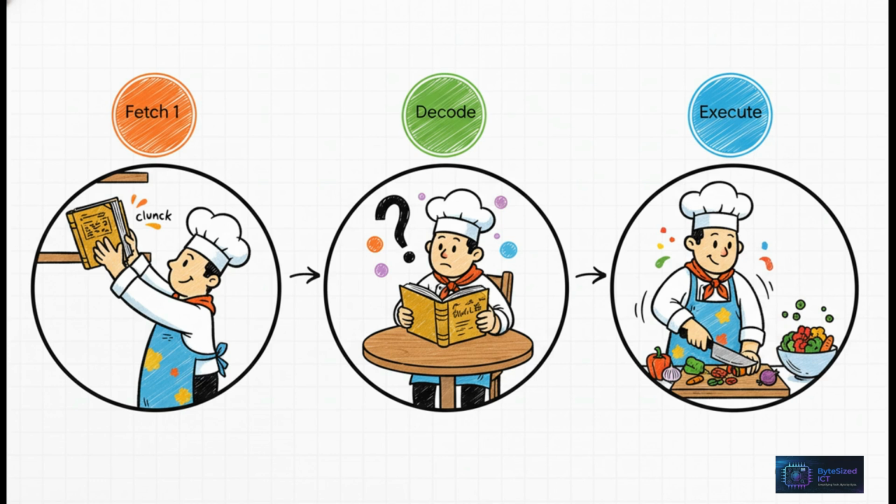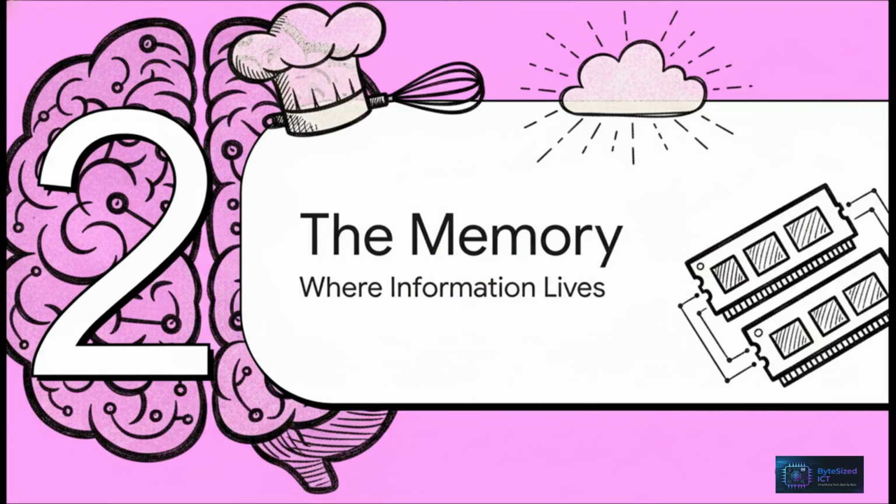And this analogy really helps make it click. Imagine a chef in a busy kitchen. The chef fetches the recipe, right? Then they decode the instructions, chop the onions. And then they execute that step by actually chopping them. The CPU does the exact same thing, just with data instead of food. Of course, a brain, or a chef for that matter, is pretty useless without a place to store information. And that brings us to our next crucial component, the computer's memory.